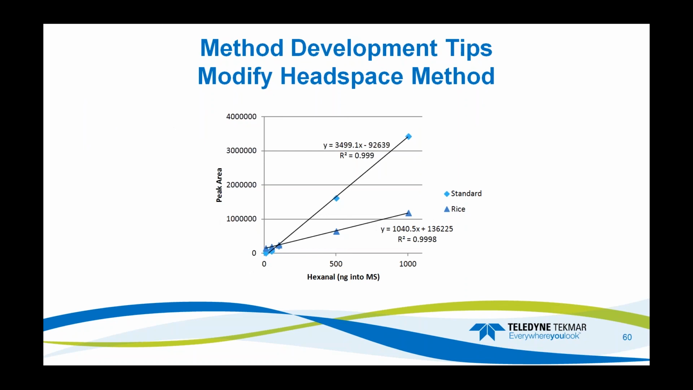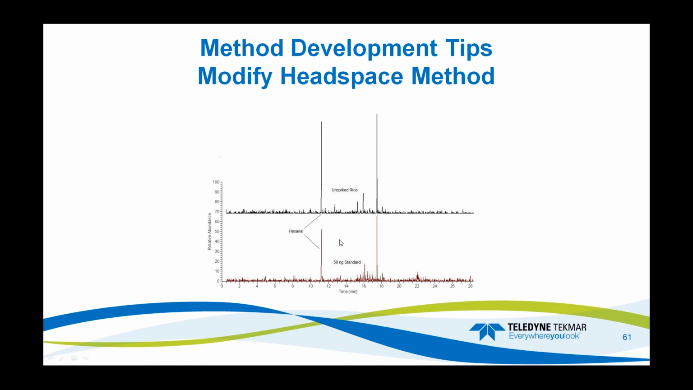This is the linear calibration curve. The standard by itself, you can see here, has a very good calibration curve. However, the rice does create a matrix effect, so we had to create the calibration curve with that. Also, you notice the difference here at the 0 point. The rice does have some hexanal in it. We could not find a hexanal-free rice, so we did kind of a standard addition spiking.